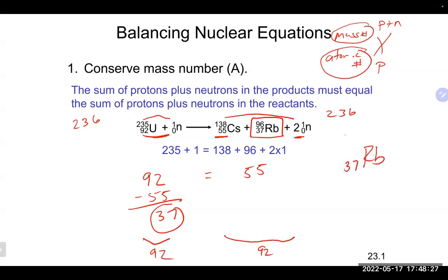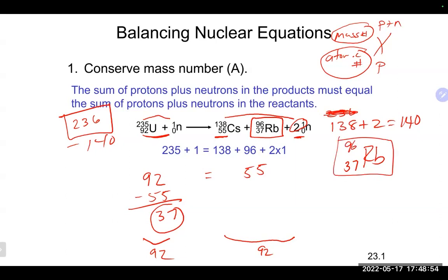To finish out the top number, we would do the same thing. Before we had 236. Without the middle one, we had 138 plus 2, which, again, you have to multiply those two together, gives us 140. Once again, if we subtract the 140 from the 236, that leaves us the 96, where our missing mass number would come from.